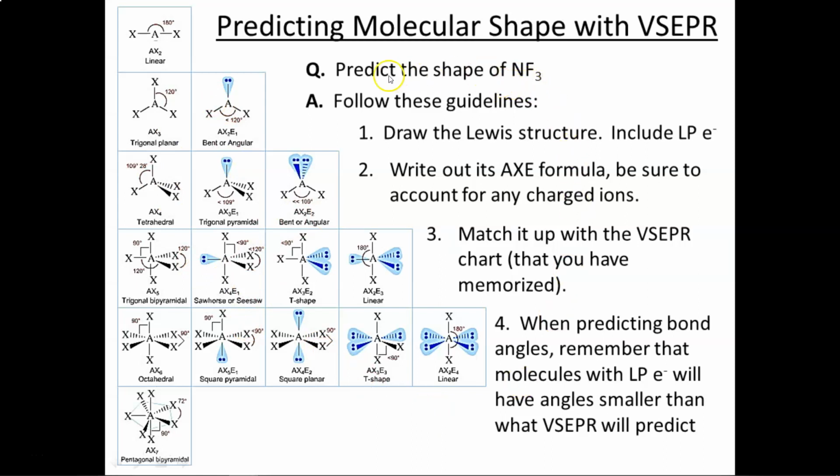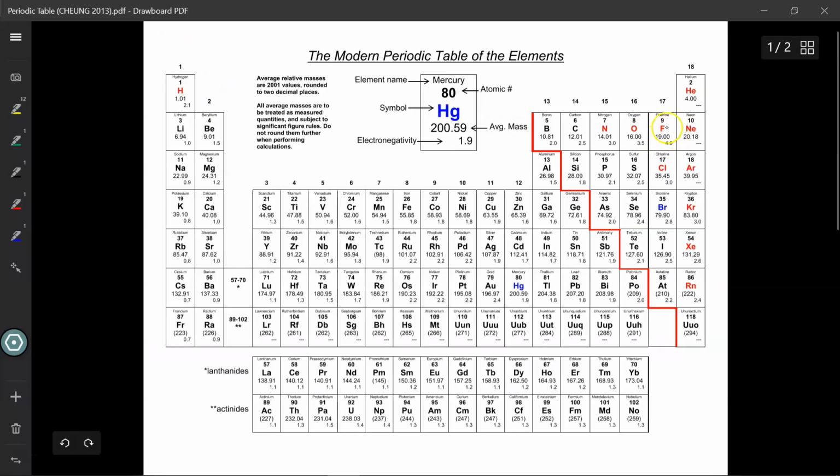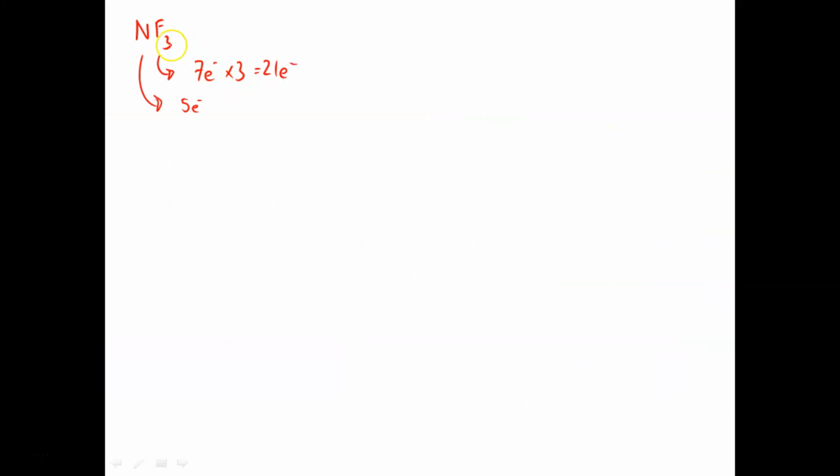Using what we just learned, let's try and predict the VSEPR geometry for nitrogen trifluoride. So the first thing I'm going to do is figure out how many electrons I'm dealing with. Fluorine is a halogen, so it's got 7 valence electrons, while nitrogen is in group 15, so it's got 5 valence electrons. Since there are 3 fluorines, 3 times 7 is 21 electrons contributed by the fluorines, and 1 nitrogen, so 5 electrons contributed by the nitrogen. This gives us a total of 26 electrons for nitrogen trifluoride.